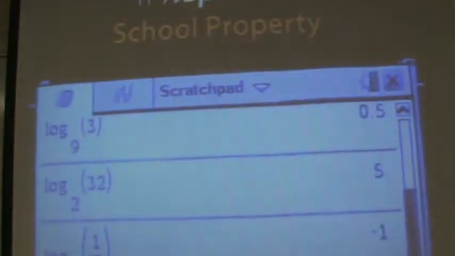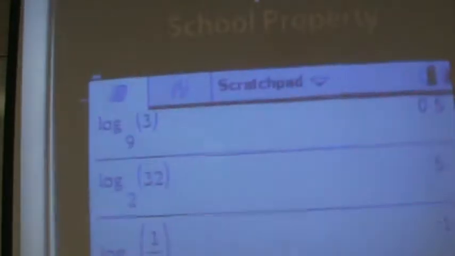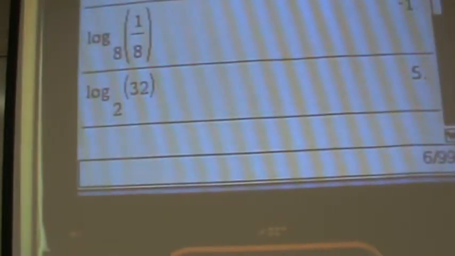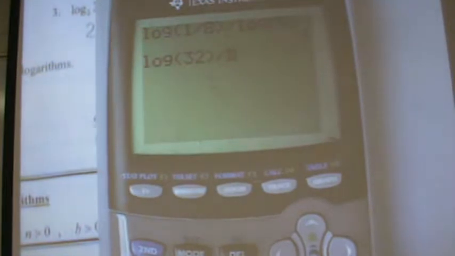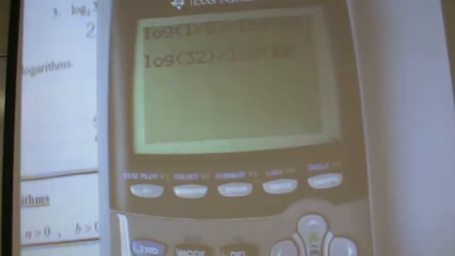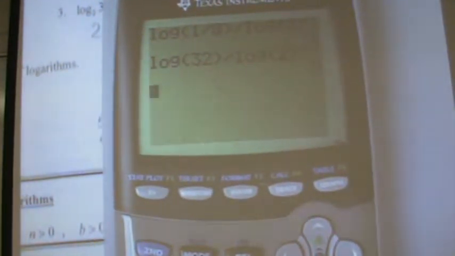Now, how do you do it on the Inspire? Control log. And guess what we got? 5. Now, what if we don't have the Inspire? What are you gonna type? Log of 32, then divided by log of 2. And what answer should you get? 5.